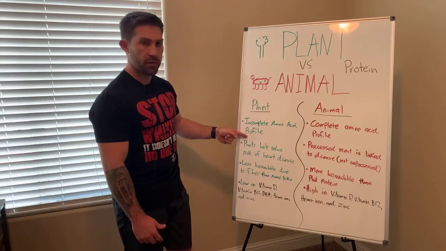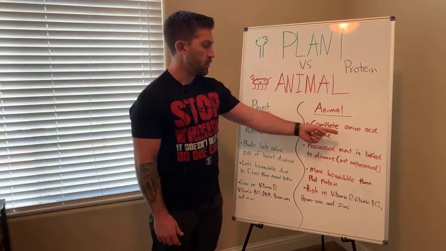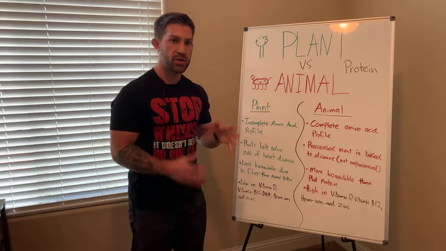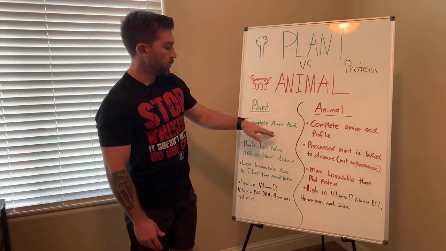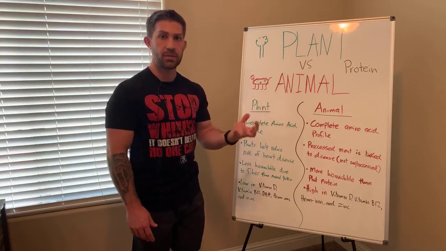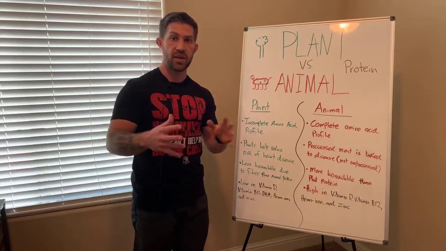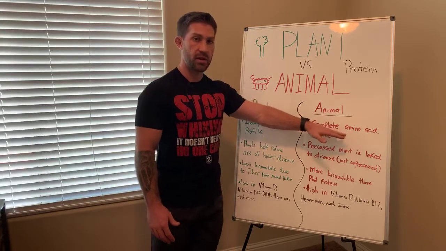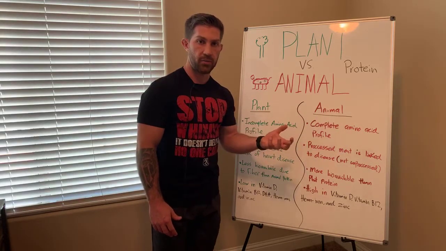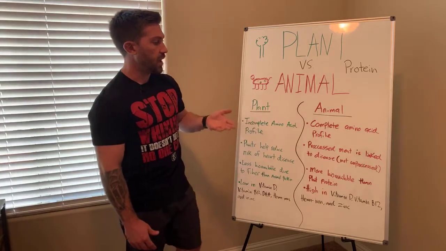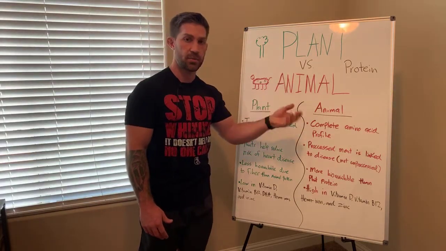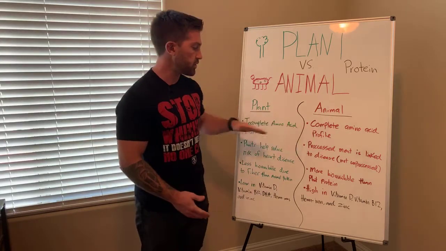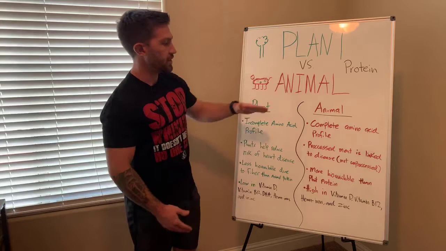Whereas with plants, here's a great example. Let's say you have a cup of broccoli, and then you have an equal amount of calories or weight in animal protein. If you were to compare them side by side, plant protein on the amino acid spectrum is going to be incomplete. It's going to have a lot of amino acids in it, but it's going to be missing some here and there, whereas the steak or the beef that you're eating is going to have a complete amino acid profile. So if we're just looking objectively at the essential complete amino acid profile, animal protein takes the cake on that one.